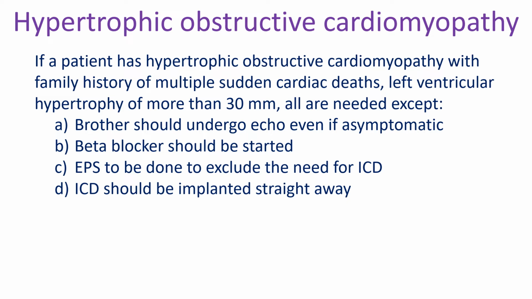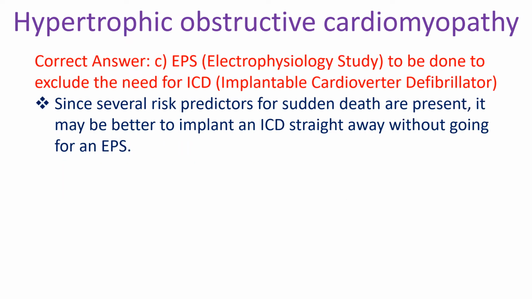If a patient has hypertrophic obstructive cardiomyopathy with family history of multiple sudden cardiac deaths, left ventricular hypertrophy of more than 30 mm, all are needed except: A. Brother should undergo echo even if asymptomatic. B. Beta blocker should be started. C. EPS to be done to exclude the need for ICD. D. ICD should be implanted straight away. Correct answer C. EPS to be done to exclude the need for ICD.